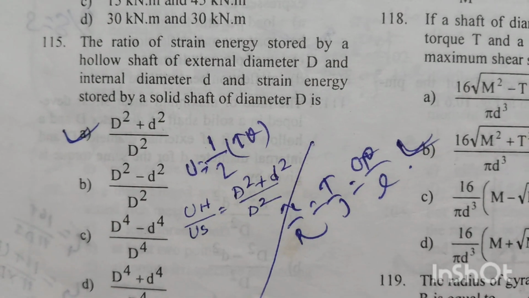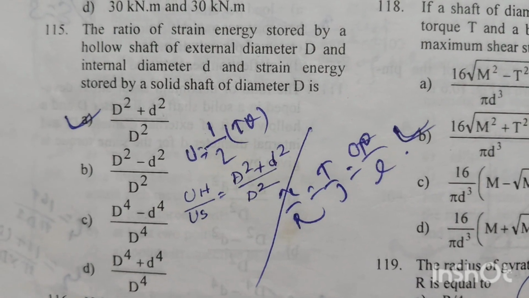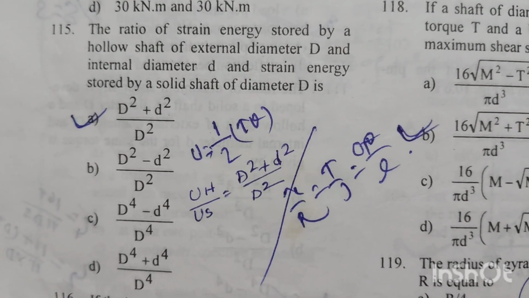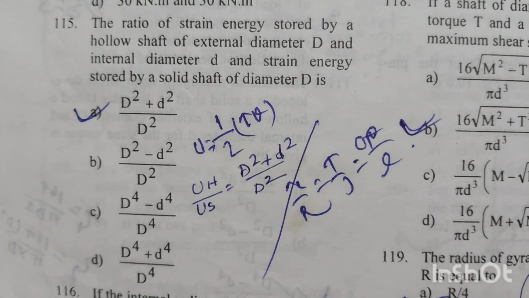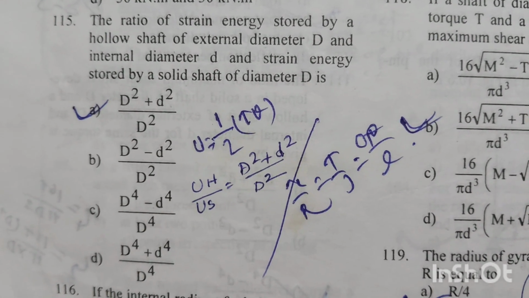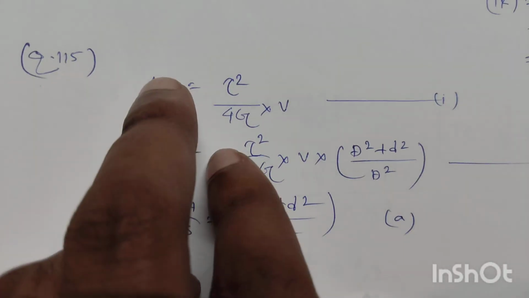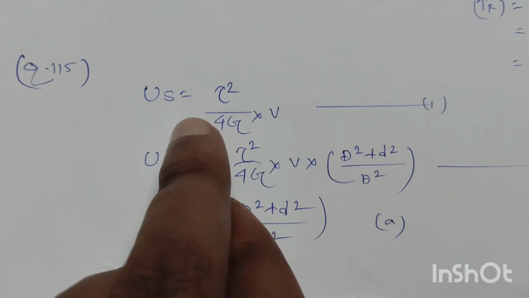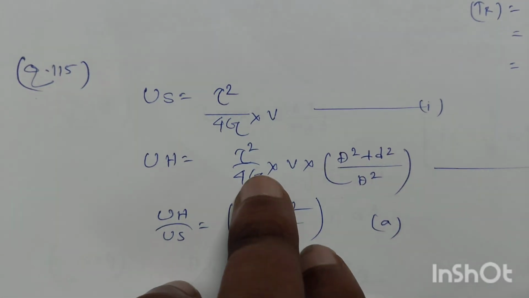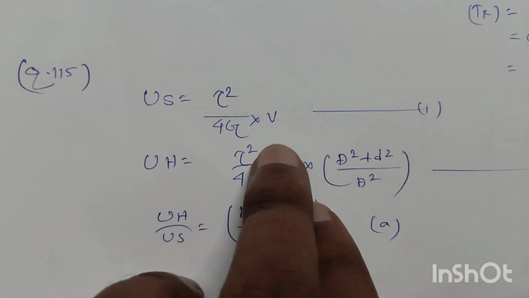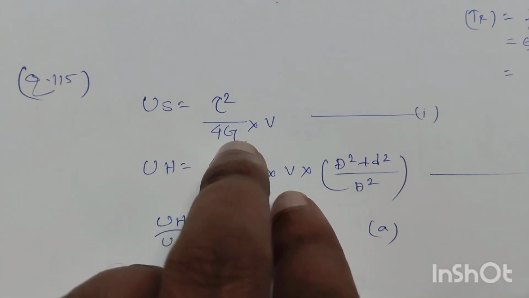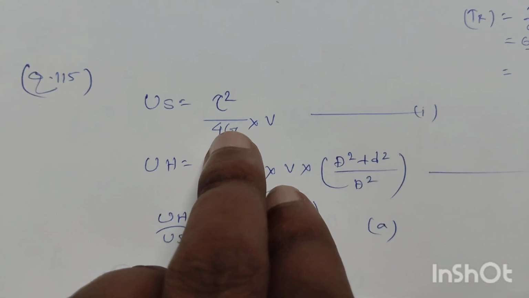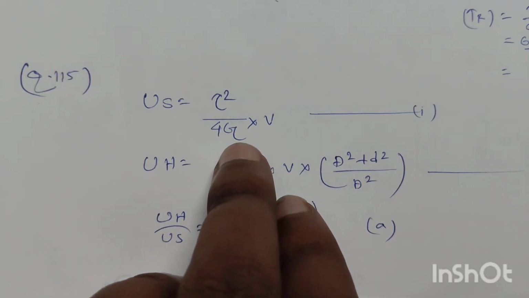Number 115. The ratio of strain energy stored by a hollow shaft of external diameter capital D and internal diameter small d, and strain energy stored by a solid shaft of diameter capital D is. We know the formula for strain energy for a solid shaft: Us equals tau square by 4G into V. V is the volume of the shaft, tau is the shear stress of the shaft, and capital G is the modulus of rigidity of the shaft.